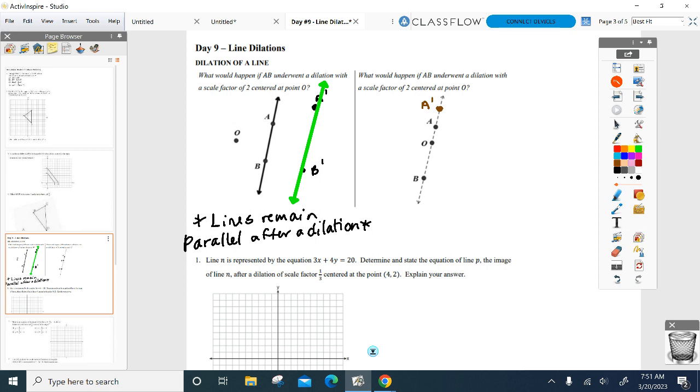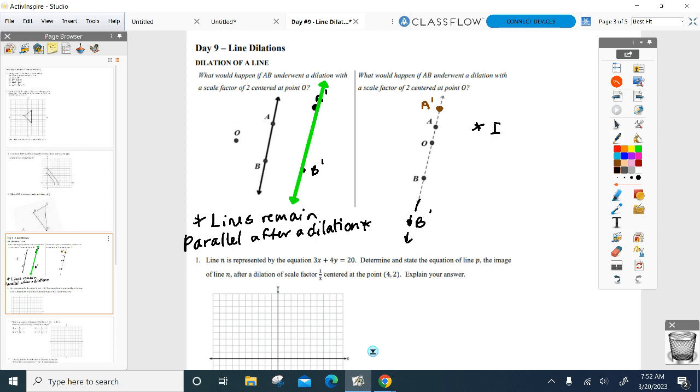And then go ahead, put point B prime somewhere now. O and B have a certain distance. Double that distance. B prime's probably going to be somewhere down here, but it's going to be somewhere on the line. So what am I trying to get at here? If your center of dilation is on the line you're dilating, the line stays the same.